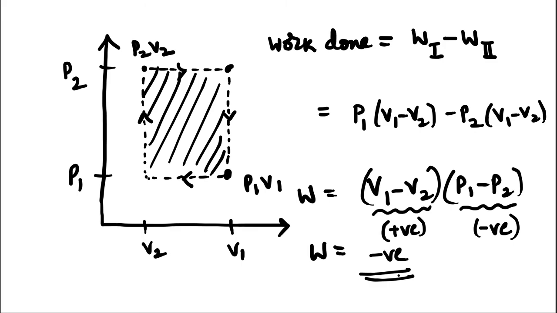That means what happened? Is the system doing the work or is the system receiving the work from the surroundings? The work sign here is negative. That means here the system is performing the work on the environment, that is, the surroundings. So a cyclic process which is clockwise is work done on the surroundings. It's negative. So how can we achieve this? So what is the state here? P2 V1 and this is P1 V2.